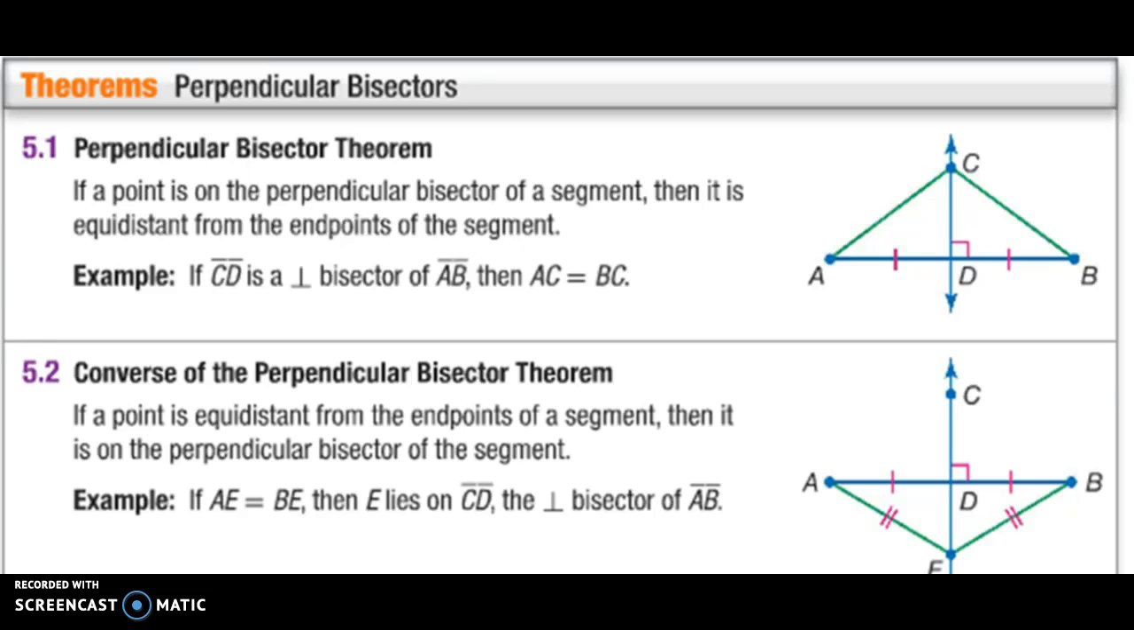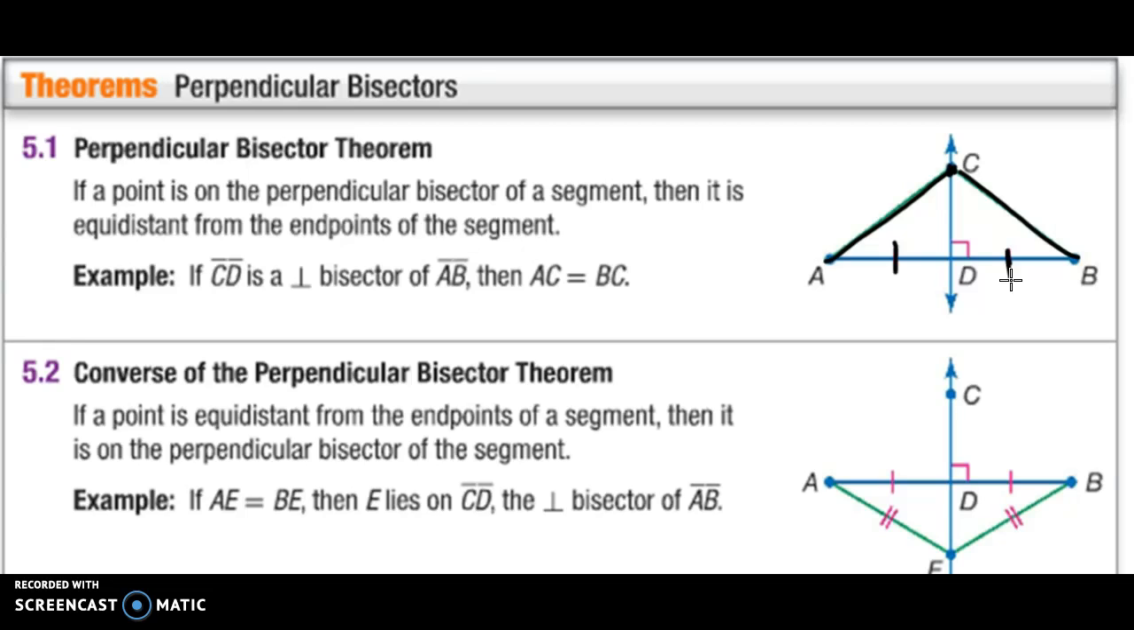First, it says if a point is on the perpendicular bisector of a segment, then it's equidistant from the endpoints of the segment. So essentially it's saying this point right here, C, is going to be the same length from A to C as it is from B to C, because AD and DB are going to be the same length.